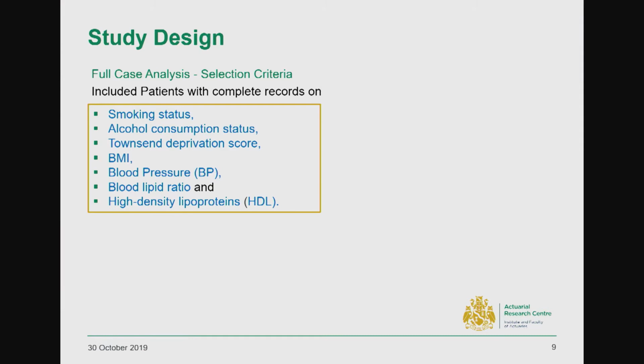As I said earlier, I'm just going to look at the full case subset of our study. For us to come up with the full case analysis, we had to select a few variables to use as the selection criteria. All the patients we had information on smoking status, alcohol consumption, Townsend, BMI, and also blood pressure, blood lipid ratio, and high density lipoproteins. Those patients with complete information on these variables qualified to become part of our full case or complete case analysis.